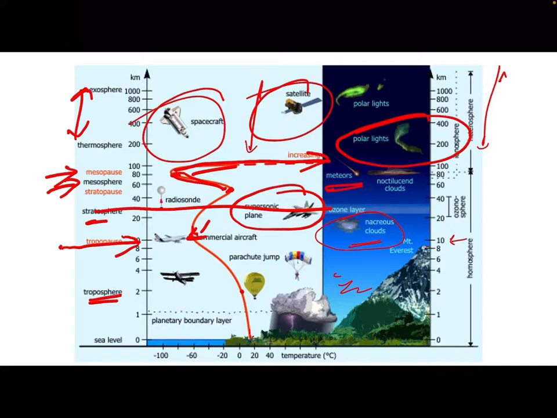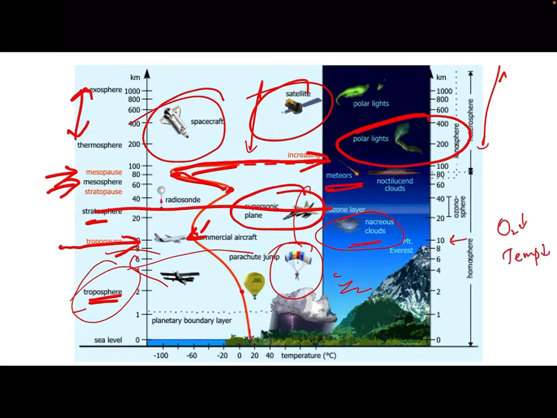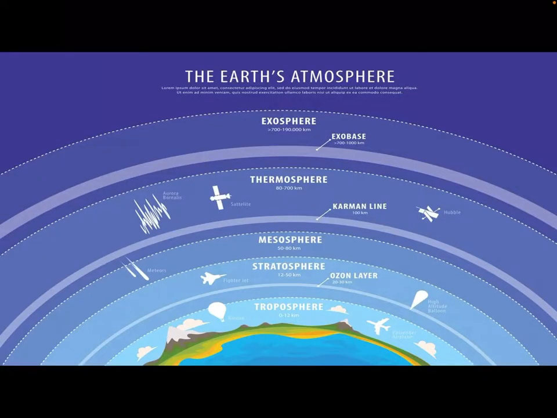Parachute jumping and all that is more or less in the troposphere itself. You can't go above this. There will be some sort of issue if you go above it, because the oxygen level will be decreasing and the temperature will also be decreasing very rapidly. The pressure also changes, and because of all this you can't live for a long time there.